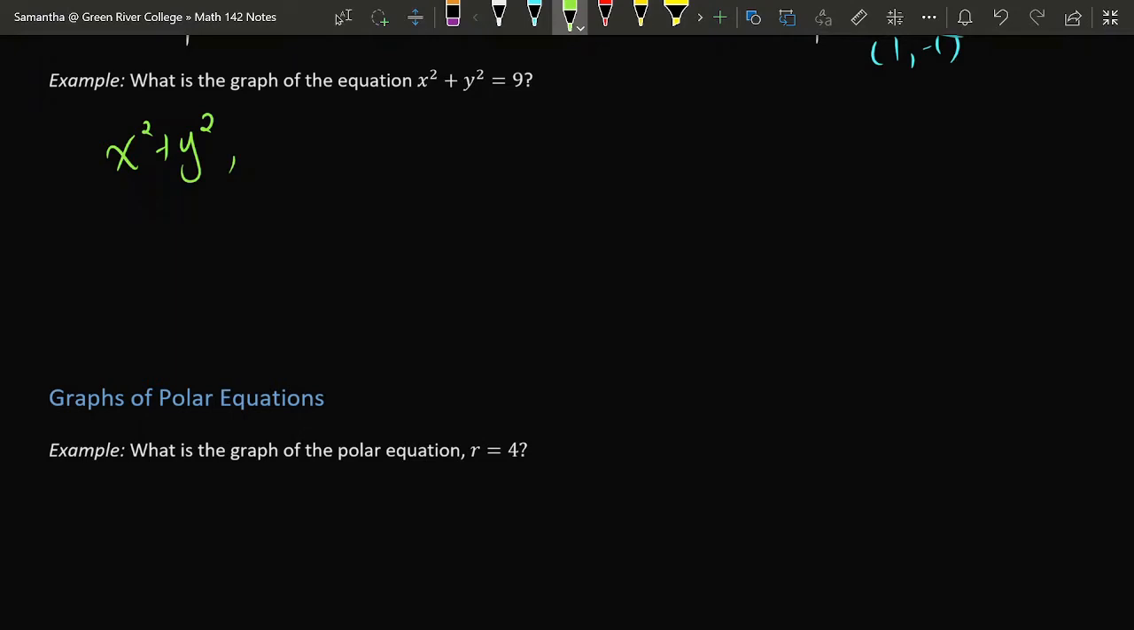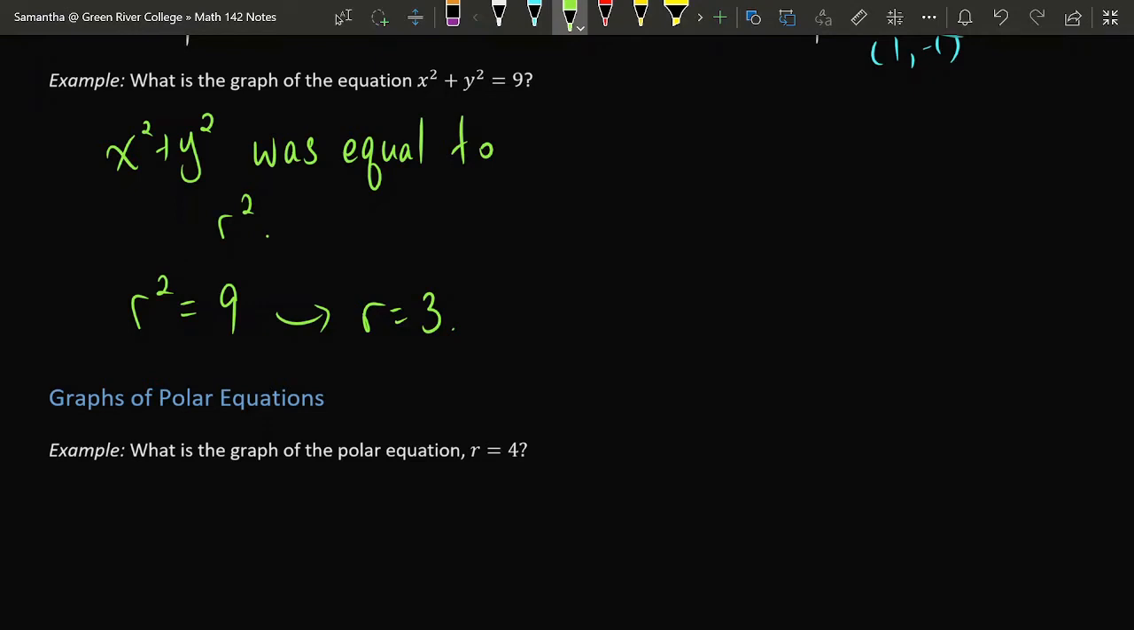In fact, I saw this quantity just yesterday in the formula for conversion between Cartesian coordinates and polar coordinates. X squared plus y squared was equal to r squared. So if I put that information into the given equation, I'm looking for points where r squared is equal to 9. In other words, where r is equal to 3. Now remember, yesterday we defined the polar coordinate r to represent the distance from the origin.